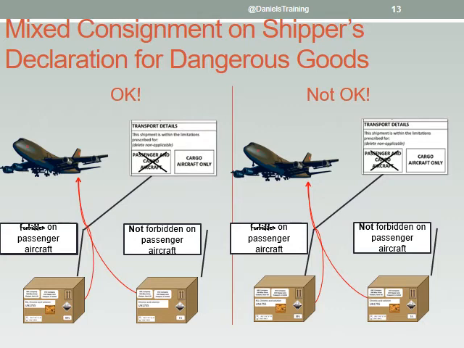Same situation. We have a dangerous good that is forbidden on passenger aircraft, and we have another dangerous good that is not forbidden on passenger aircraft. Put together, that consignment must be indicated as cargo aircraft only on the shipper's declaration for dangerous goods. However, it would be a violation to display the cargo aircraft only label on a package when it does not require it, and that is what we see right here. That is not okay.